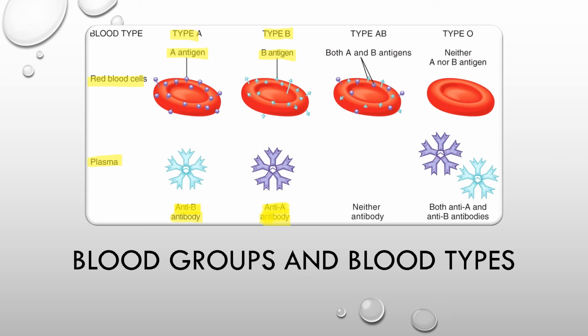Now these antibodies will not attack your own red blood cells, but if you have other blood cells that come into your blood, say you're type A, and blood cells come into your blood that have B antigens on them, the anti-B antibodies within your blood will attack those foreign blood cells that have B antigens on them.